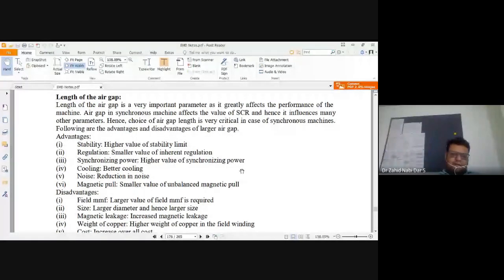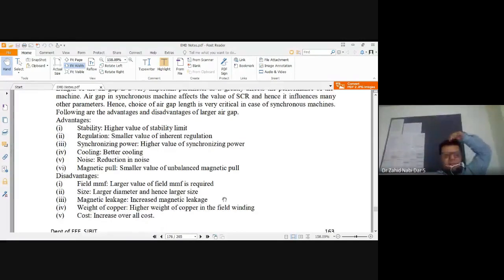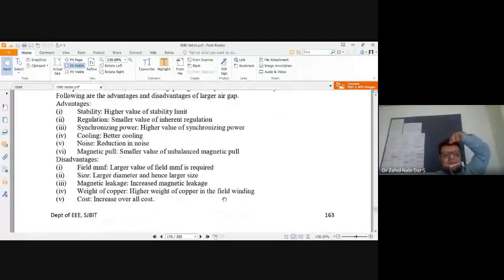See what happens is that with this air gap, you get a smaller value of inherent regulation, and the synchronizing power, P is equal to EV by X. So if the reactance comes less, you get more synchronizing power, with a reduced value of reactance. Again, the disadvantage associated with a high value of SCR is that your field MMF is larger.